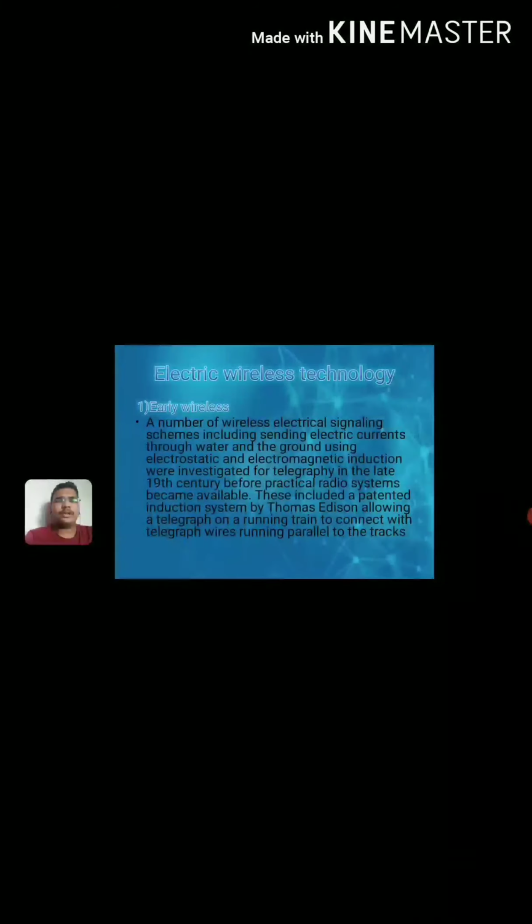In early 18 BC, we could transmit electrical signals and data up to 10 kilometers on the ground using electrostatic and electromagnetic induction, and in water we could transmit data up to 30 kilometers. In the 19th century, before a practical radio system became available, these included a patented induction system by Thomas Edison, allowing a telegraph on a running train to connect with telegraph wires running parallel to the tracks.